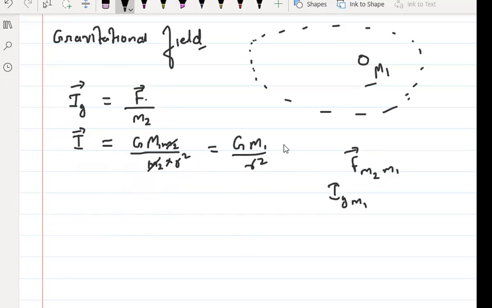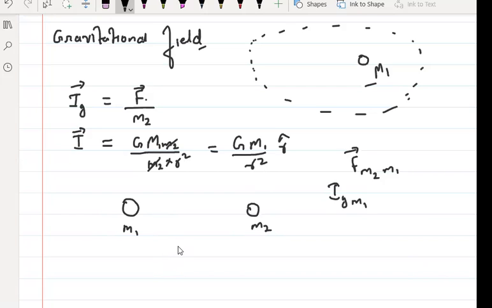Now, since it's a vector, it will again have r cap. Now, don't you think that this formula is almost the same as the force formula? The only difference is that when we talk about force, we need two masses, two objects of mass M1 and M2.